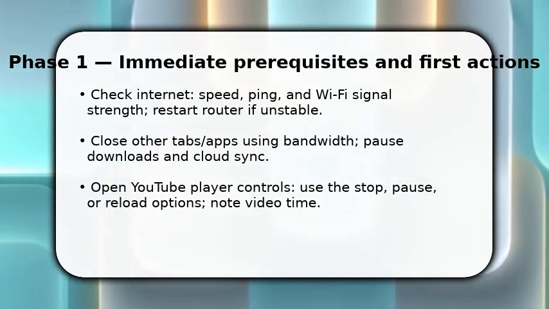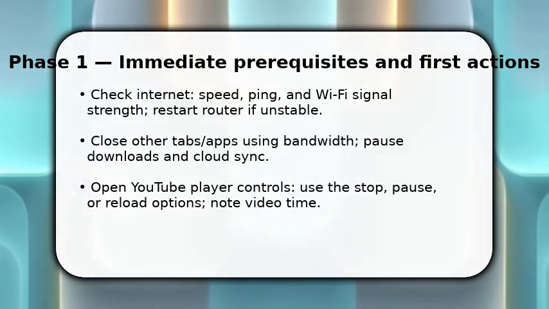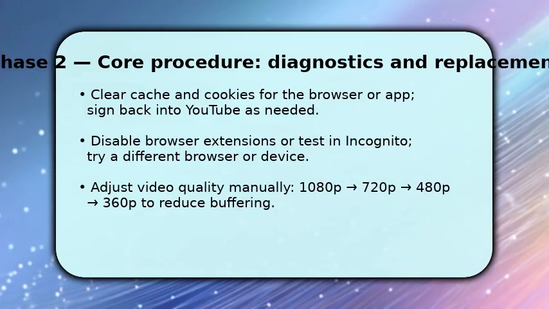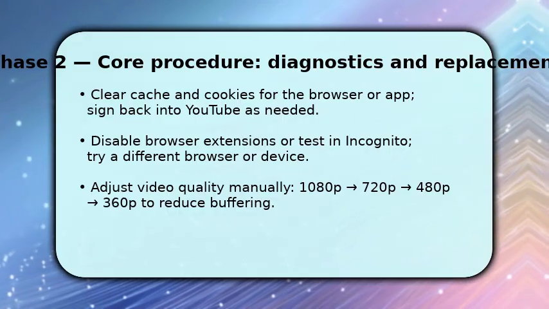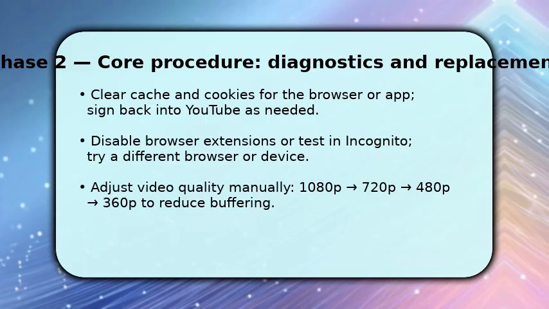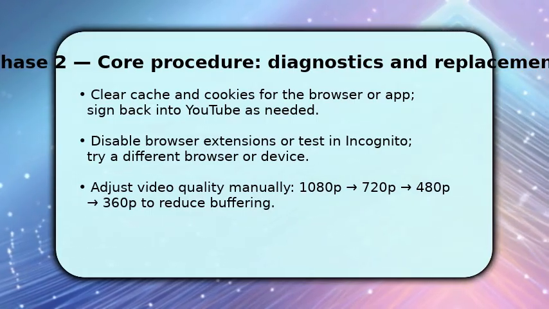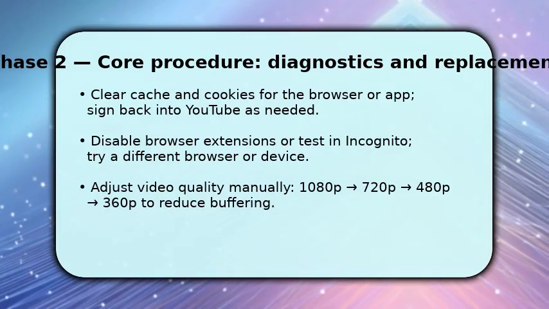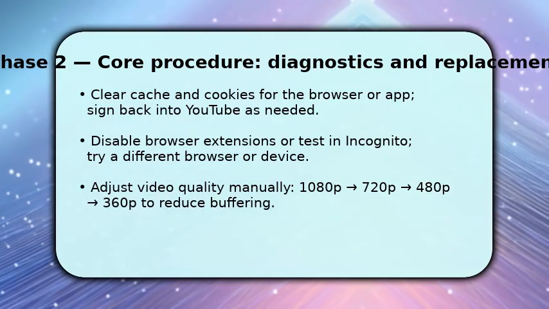Now you dig into execution. Clear cache and cookies because corrupted storage can hang streaming, then sign back into your account. Make sure to disable extensions that inject scripts or open an incognito window to test YouTube without add-ons. If that fails, switch browsers or another device to isolate the issue. Also, manually lower playback quality, 1080p to 720p or 480p.